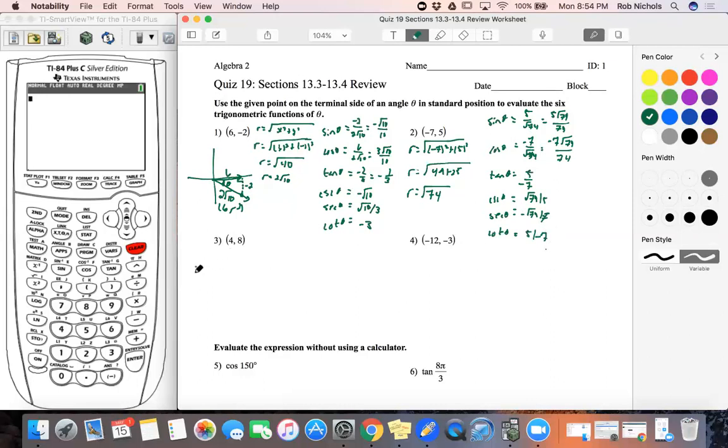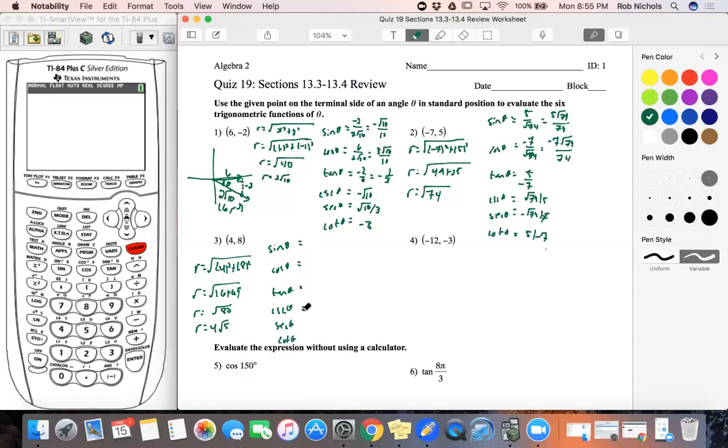For number 3, we have r equals the square root of 4 squared plus 8 squared. So r equals the square root of 16 plus 64. So r equals the square root of 80, which I believe is 16 times 5, so r equals 4 root 5. Then we have sine of theta, cosine of theta, tangent of theta, cosecant of theta, secant of theta, and cotangent of theta.